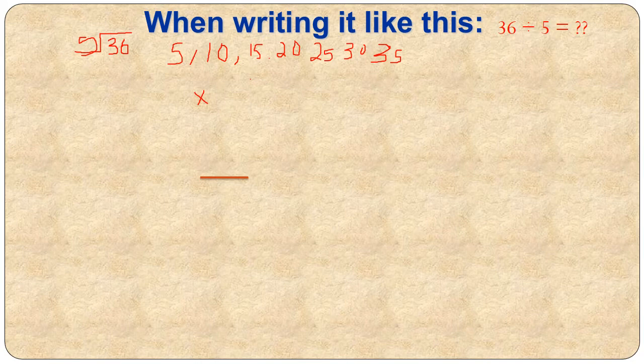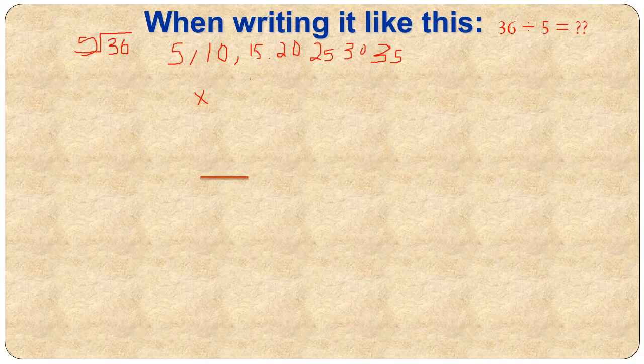When writing it like this, I have the following numbers: 36 divided by 5. Can I solve it mentally? That means, is there any number multiplied by 5 that gives 36? In order to know, you should know the multiplication table of 5.